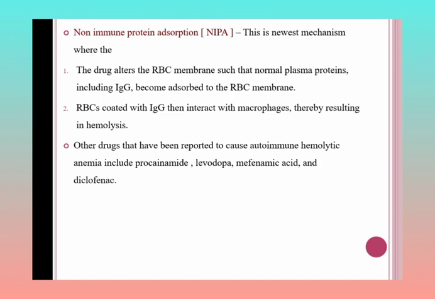Other drugs that have also been reported to cause such autoimmune hemolytic anemias include procainamide, levodopa, mefenamic acid, and diclofenac. So this is the mechanism involved in the NIPA.